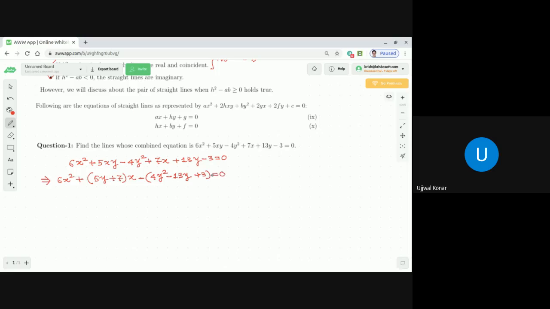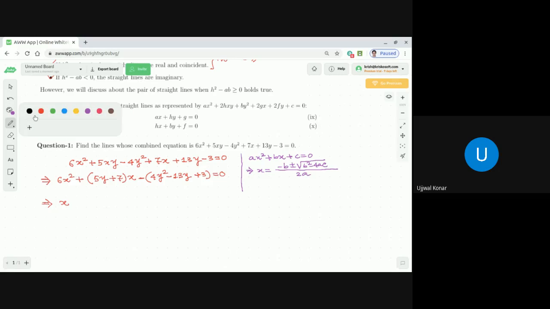Now, if you see this equation, what I just wrote, it is a quadratic equation in x. As it is a quadratic equation in x, we can solve it. How can we solve it? If you recall this particular way of solving a quadratic equation, ax square plus bx plus c equal to 0, this implies x is equal to minus b plus or minus square root of b square minus 4ac, divided by 2a.